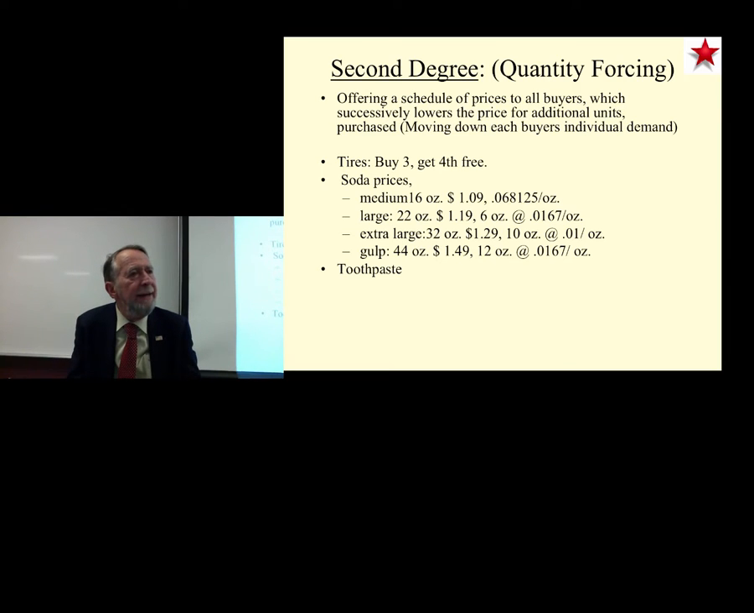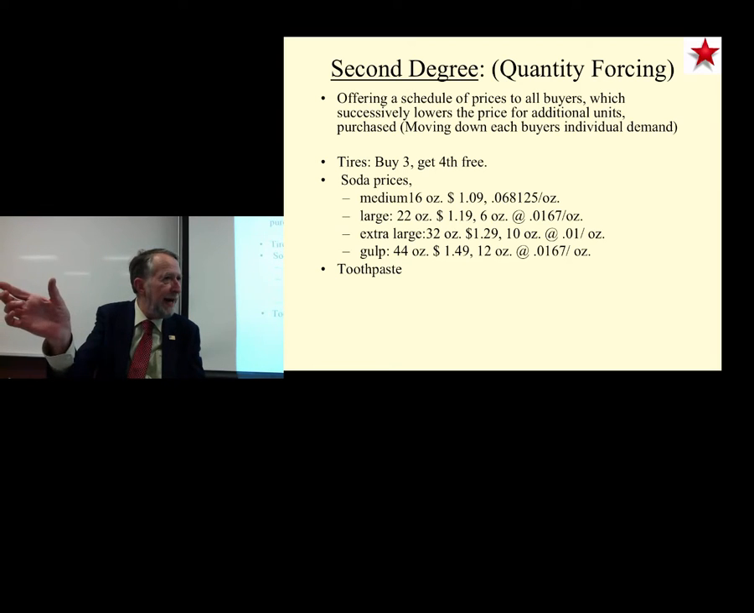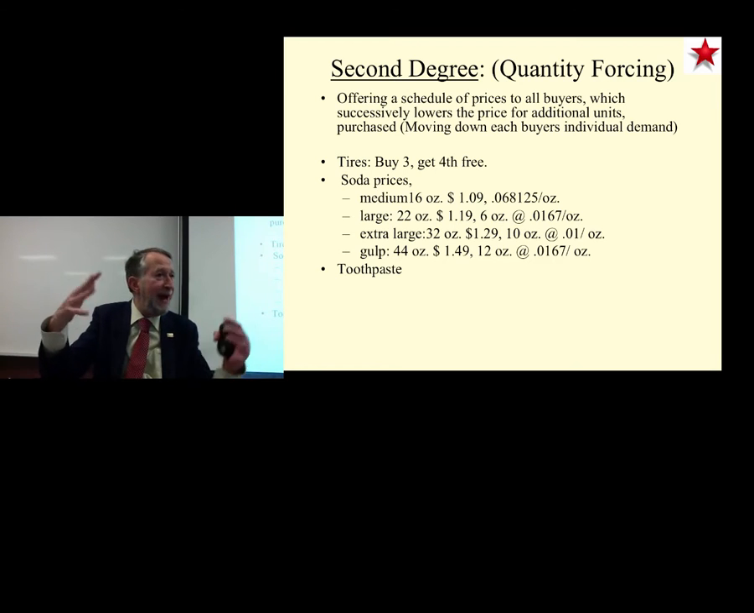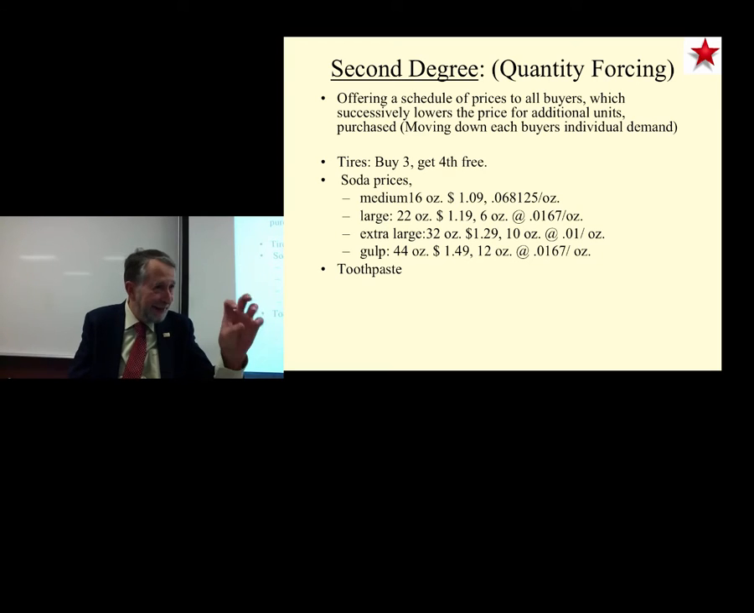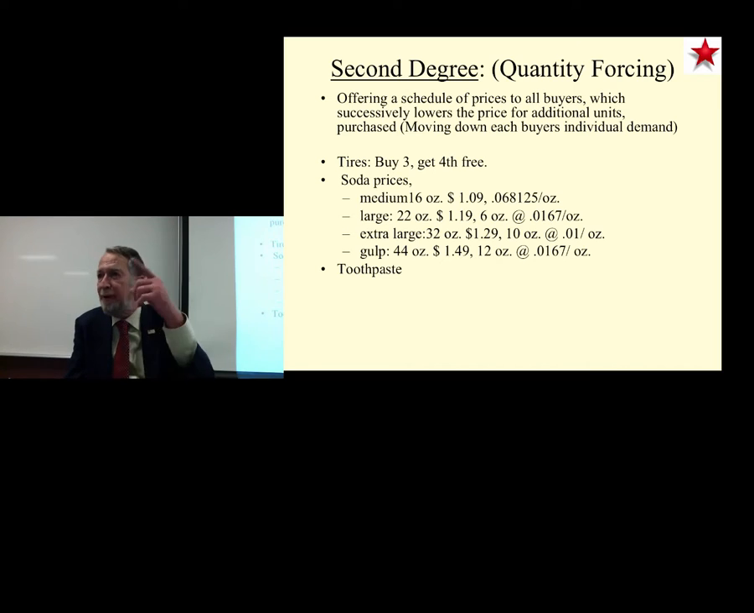Toothpaste in the pharmacies, right, drugstores. The little tiny travel toothpaste, which has like 2 ounces in it, is like $4. And then for $5.50, you can get a regular size, which might have 8 ounces in it. And then for another dollar, you can get a gigantic size, which has 16 ounces. That's the family pack, right? Individuals don't buy that because you'd have it around so long that the tube would probably fall apart before you used it all up. But it's an example of the same thing.